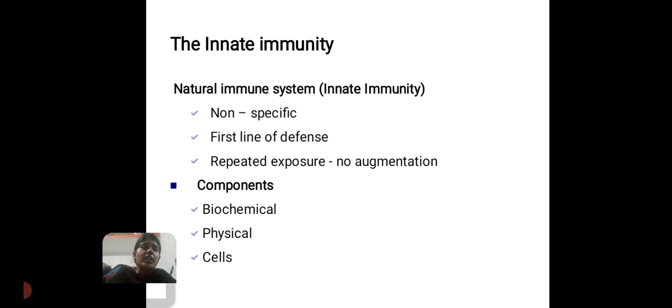Innate immunity is also known as the natural immune system. It is non-specific and present since birth. It is inherited from mother to child through the placenta and is not specific to any foreign bodies. Components of innate immunity: first one, biochemical, physical and cells.